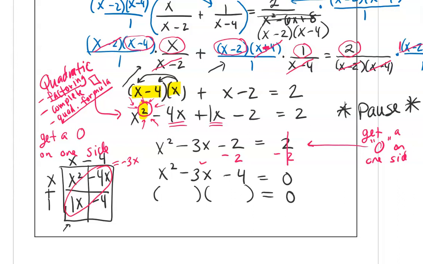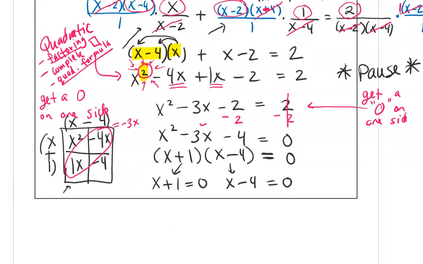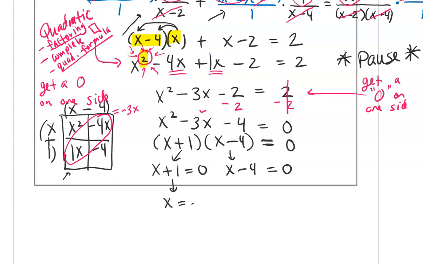That's there. So that tells me that x plus 1 and x minus 4 are the factors of this quadratic expression. And if it's equaling 0, then I could solve that by setting each of these factors equal to 0. So I end up getting two answers. One of them is where x is negative 1, and then the other one is where x is 4.